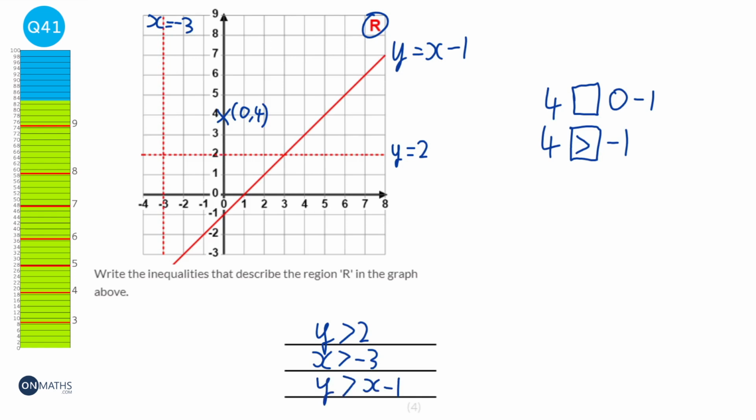But if you look, this line is solid. It's a solid line. It's not a dashed line. Therefore, we're going to put a little line underneath it because it can equal it as well.